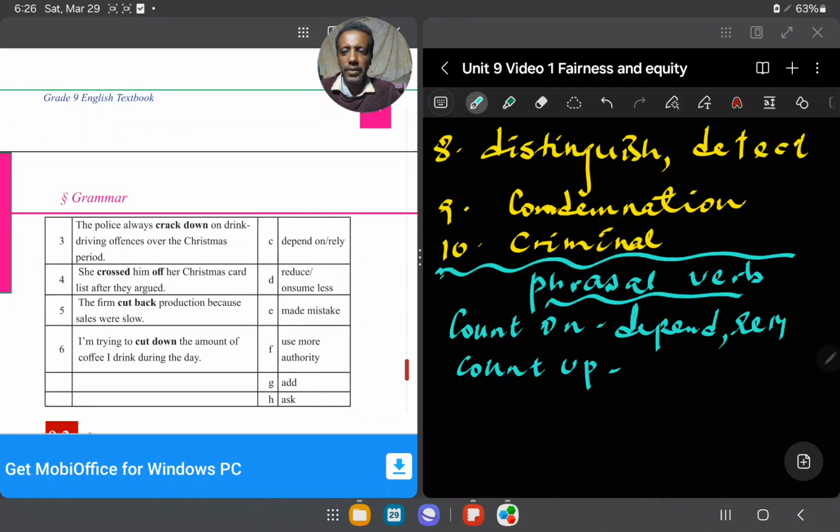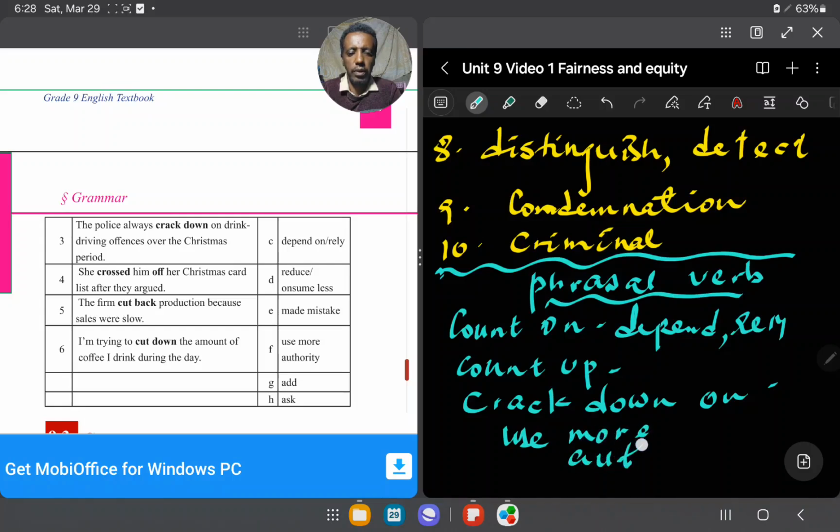The next one is number 6. The police always crack down on drink driving offenses over the Christmas period. What does crack down mean according to the context? So the police crack down on drink driving means use more authority, because they are drink drivers. So crack down on means use more authority. This is the meaning of the phrasal verb.